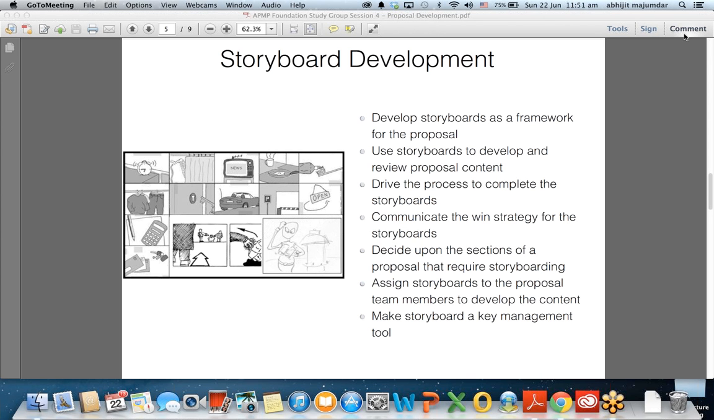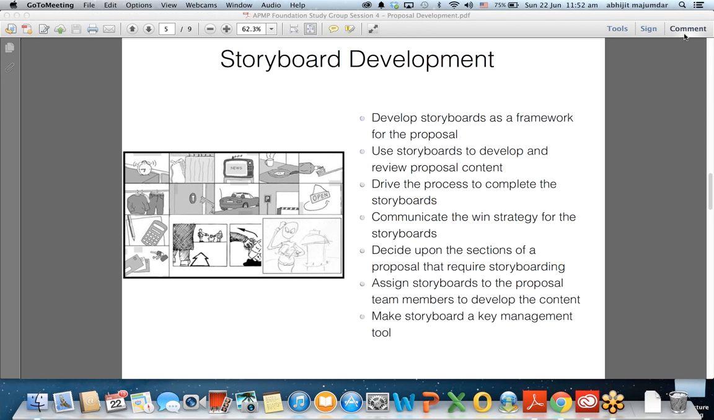So the proposal storyboard should be developed by the proposal manager or the bid manager, and given as guidance to the proposal writers and the subject matter experts to get the information. And when the proposal content comes, it should be validated back by the proposal manager to see that it is in line with the storyboard which you have created. Because if they are not in line, then there is no purpose of doing the storyboarding.